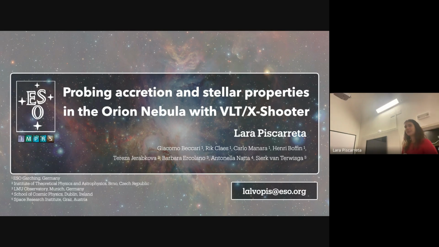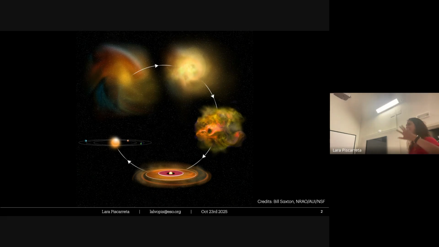So let us start with this artist impression of star formation, which I'm sure many of you already saw. So we all know that it all starts with a cold diffuse cloud of gas and dust, which eventually will undergo gravitational collapse, and then it will form several dense cores. And within these dense cores, because the material is infalling and we need the angular momentum to be conserved, basically the material will start to rotate fast and it will flatten into a disk.